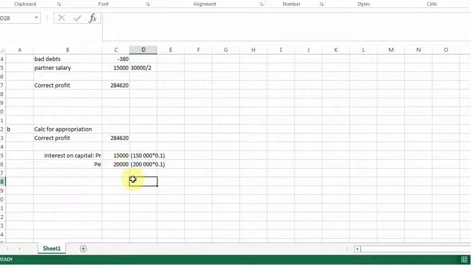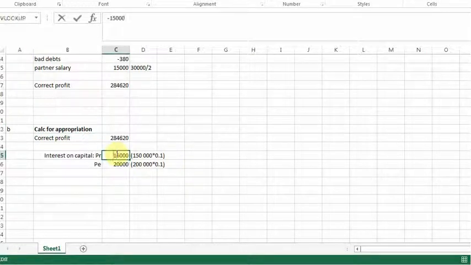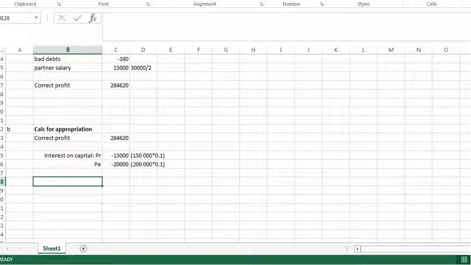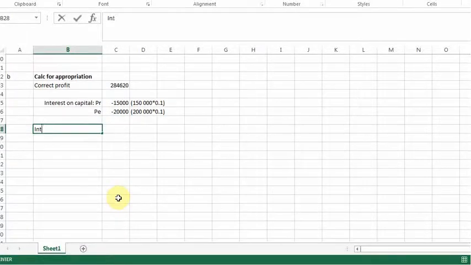We need to ask ourselves the perspective from which we are working. If I'm busy with a calculation for appropriation, I'm busy with the business perspective. So if the partners earned interest on their capital, I am going to deduct the values from my business profit because the business has lesser money when the partners earn interest. The next calculation that had to be done was the interest on the current accounts.